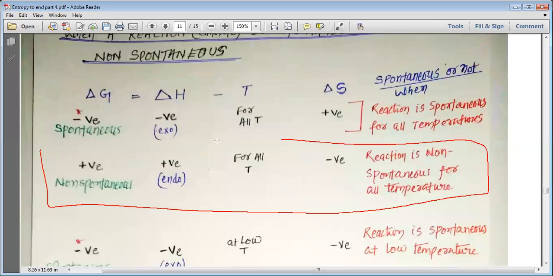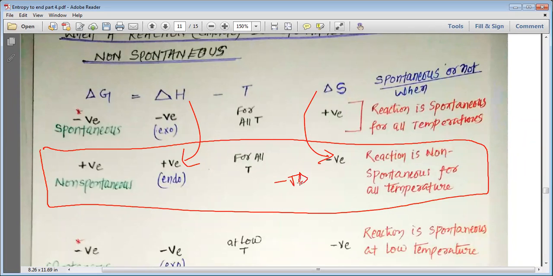Here what happens, my dear students, you take the value of delta H positive. So delta H is already positive. Now your delta S is negative. But you have the total term minus T delta S.